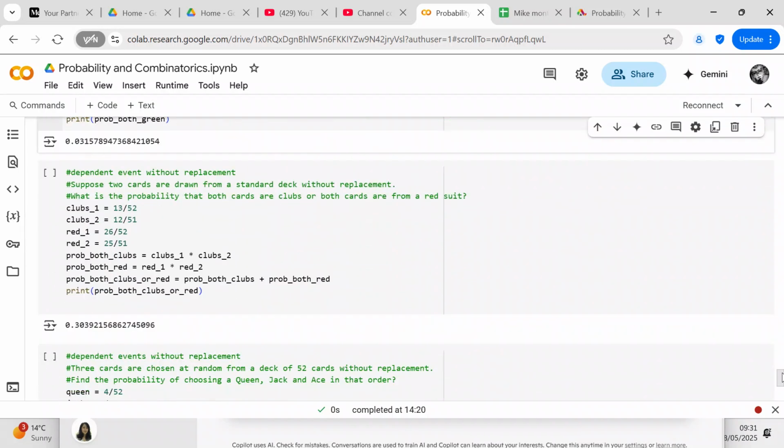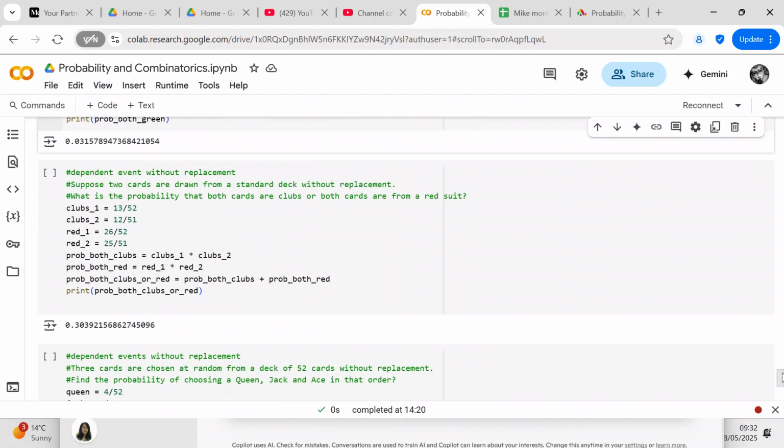So the next question we have is a dependent event without replacement. Suppose 2 cards are drawn from a standard deck without replacement. What is the probability that both cards are clubs or both cards are from a red suit? So the first club card is going to be 13 divided by 52. The second club card is going to be 12 divided by 51. The first red card is 26 divided by 52. And the second red card is 25 divided by 51.